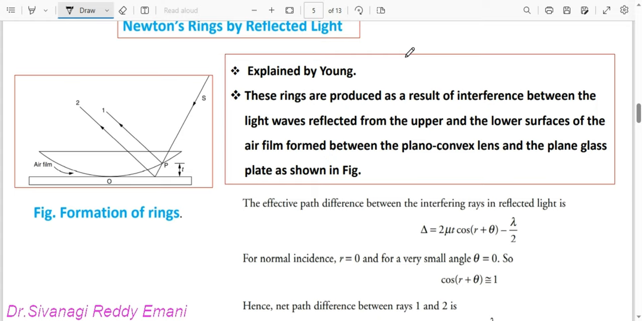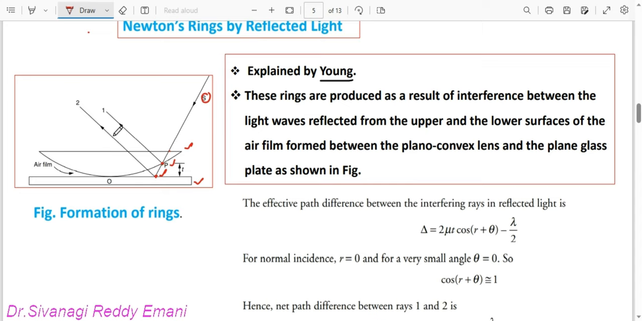Now here we can see how these rings will be formed in reflected light. These rings are produced as a result of interference between the light waves reflected from the upper and lower surfaces of the air film. So this is the glass plate, this is the plano-convex lens, and whatever gap is there is air. Whenever a single light ray comes onto the lens, it gets reflected from the top surface, which we will ignore, and from the bottom it gets reflected, and another portion of the same ray gets reflected. Whenever they are reflected, this point P acts as one source and this one acts as another source. They are derived from the same wave, so they act as two coherent sources.